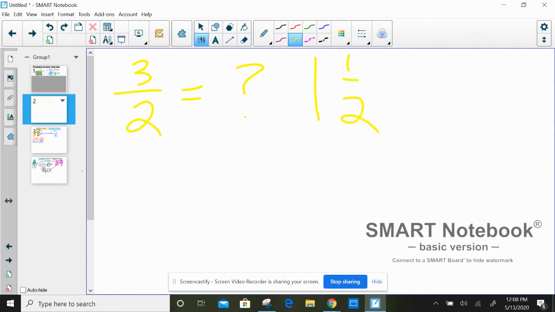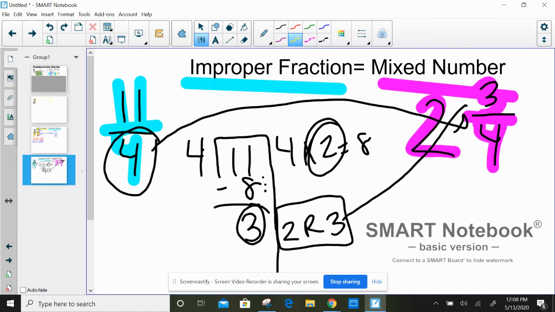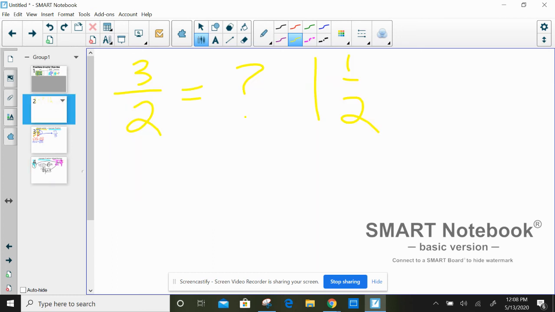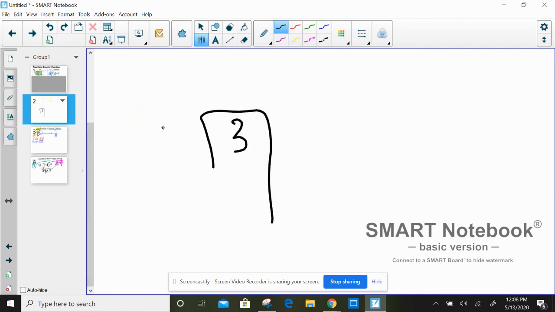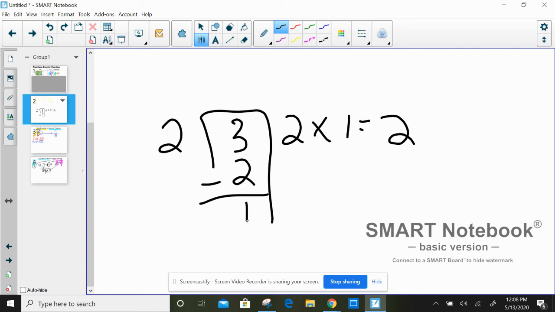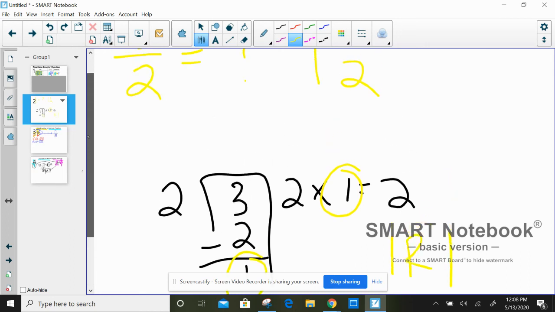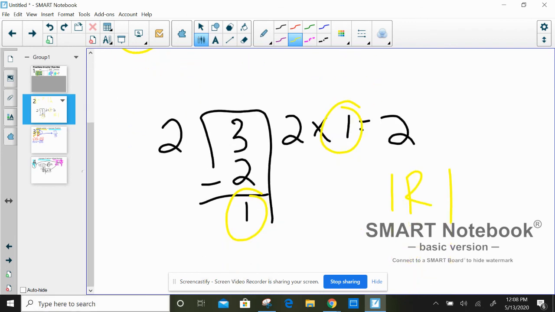Well, the strategy to go from an improper fraction to a mixed number is right here. Improper fraction, mixed number. So we're going to divide. See, we divided 11 by 4 here. So we're going to divide 3 by 2 here. So we're going to take our 3 and divide it by 2. Well, I know 2 times 1 will give me 2. And then I have 1 left over. And the answer here would normally be 1 with the remainder 1. But we never forget our denominator.